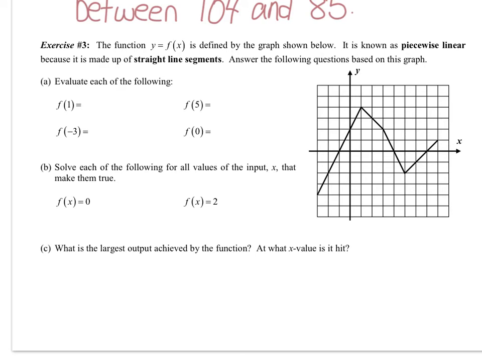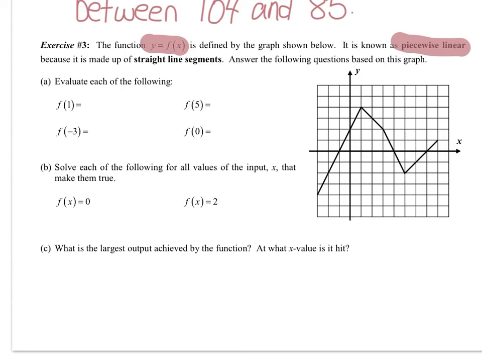All right, now in exercise 3, they gave us a function, y equals f of x, and it looks really weird. So you might wonder, what in the world is this? And this is what we call a piecewise linear function, because it's just a whole bunch of straight lines, all with different slopes. That's why it's considered in pieces, or piecewise. All right, let's begin. So A says, evaluate each of the following.